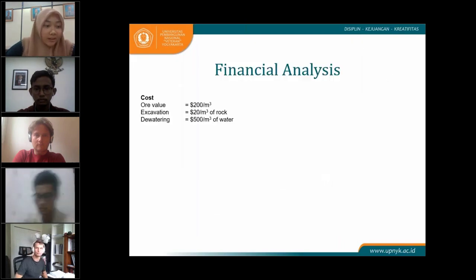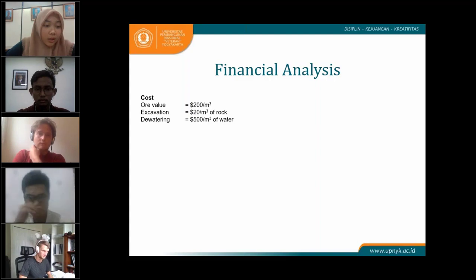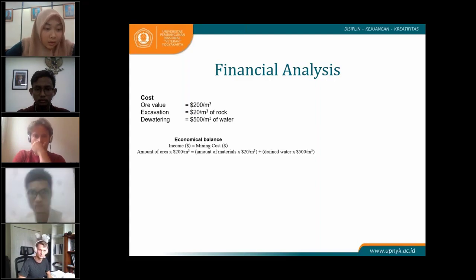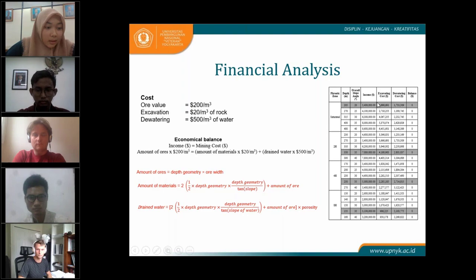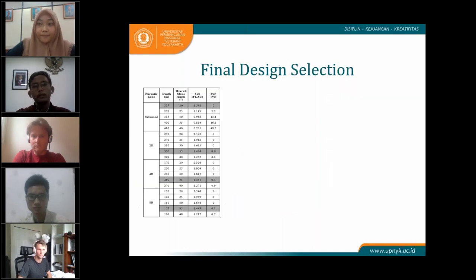For financial analysis, the costs were the ore value, excavating, and dewatering costs. And for the economical balance, we set the income equal to the mining costs, and we can see the equation in this slide. And this is the table accumulating the economical balance from the geometries that we got from the graphical analysis before.